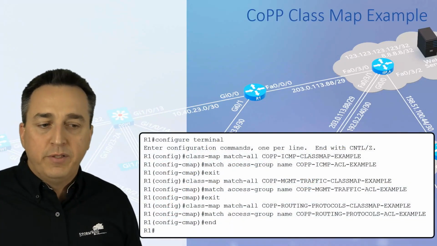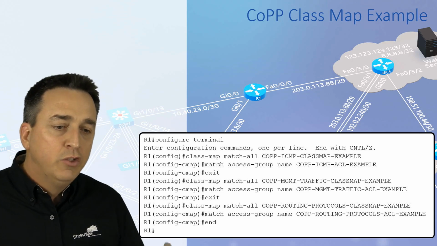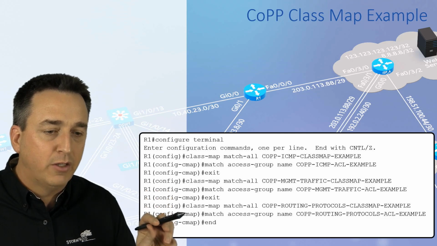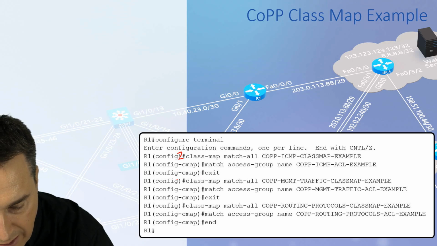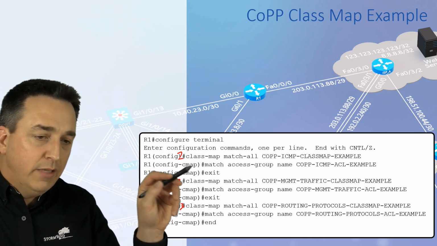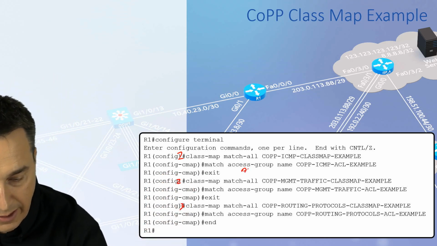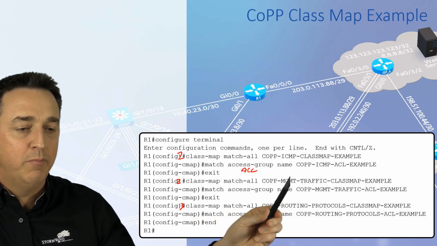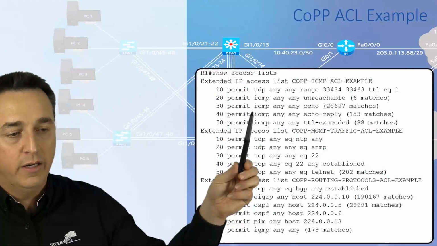So then you've got your class maps. And this is where we get into the MQC, the Modular Quality of Service Command Line Interface. With the MQC, you have, for example, your class map. You see, these are 3 different class maps I've created: class map 1, class map 2, class map 3. And notice that inside of each class map, I'm matching an access group. That means an access control list. So I'm matching the access control list named CoPP, ICMP, ACL example. That is the name that we created over here.